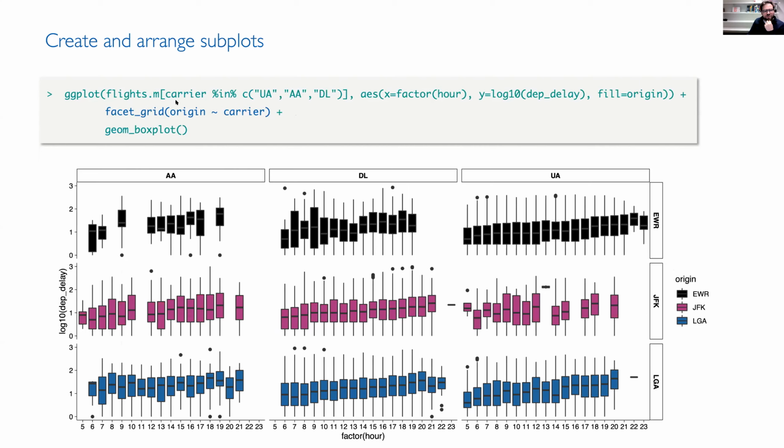So here we have these two coordinates, these two directions: origin airport on the Y direction, and carrier on the X direction. This is this formula notation in R. It's a little bit counterintuitive, but you give it a formula in order to tell R, or this package, how these plots should be distributed on your screen or in the PDF file that you export.